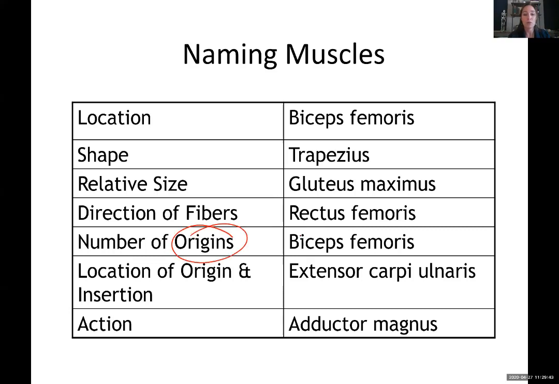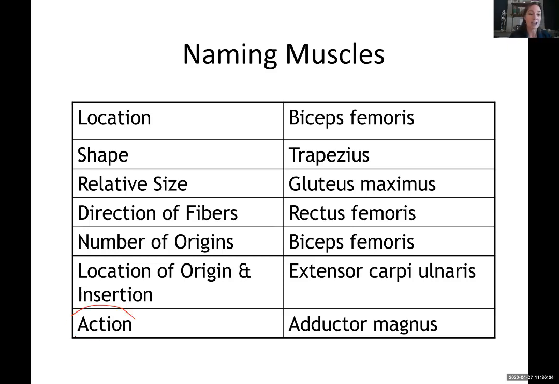Sometimes it's about number of origins. Biceps, it has 2 origins on that, so that one sort of named that. But it's also biceps femoris. That one tells you where it's at. It's the location. We have biceps brachii, that's in our arm. Biceps femoris is actually going to be on the back of our leg. It's one of our hamstrings.